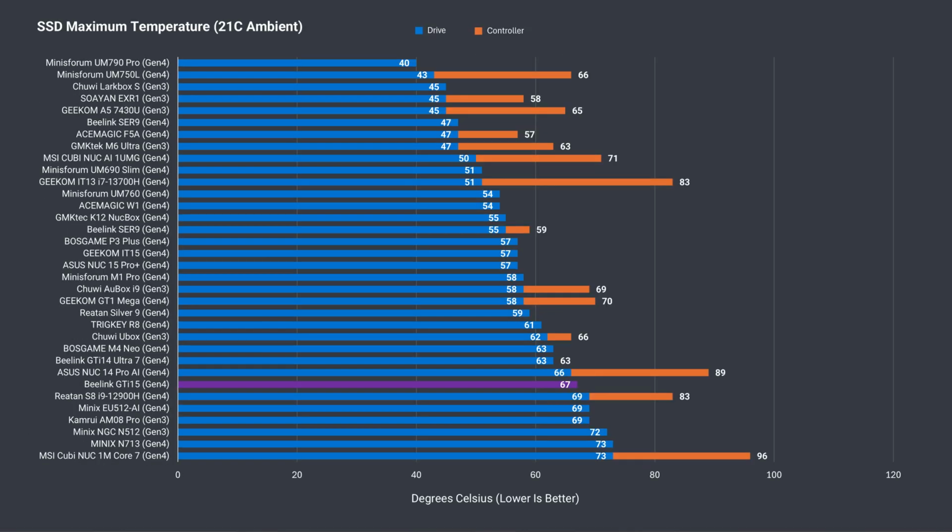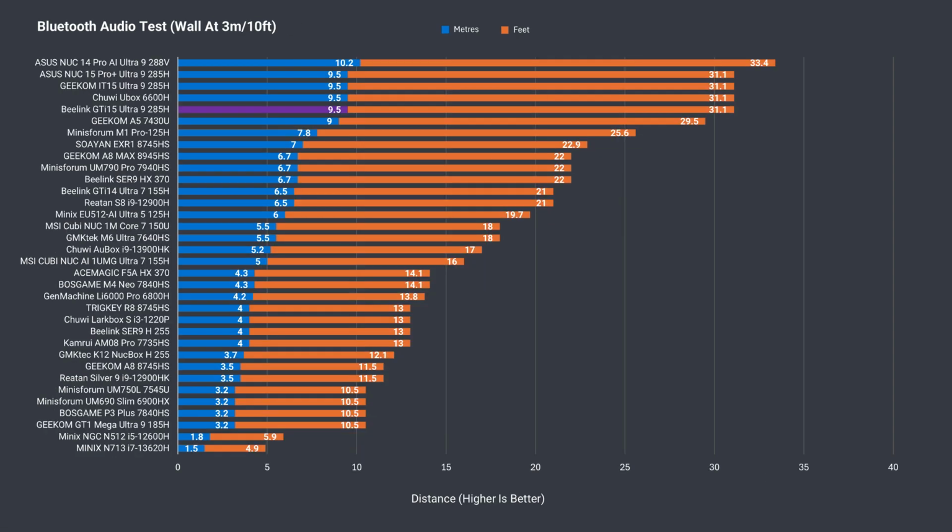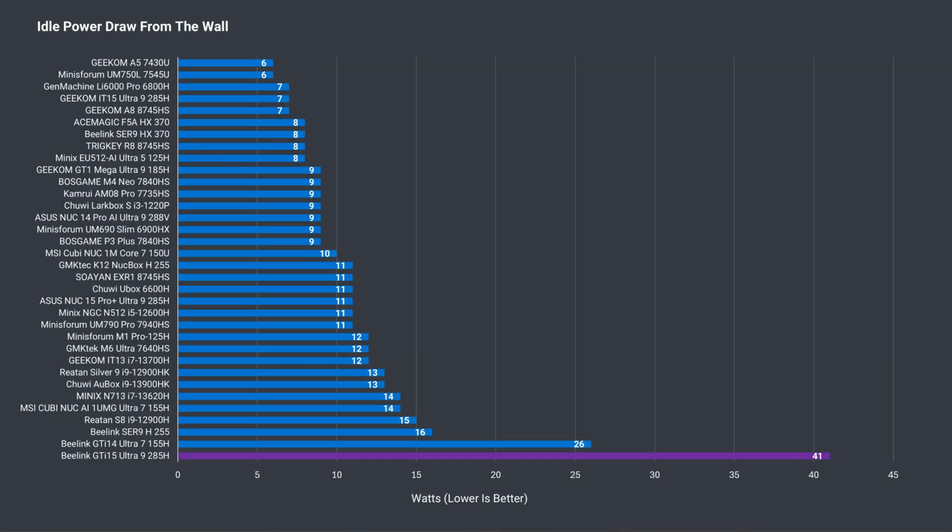The drive temp under load was higher than expected, but didn't thermal throttle during my testing. Bluetooth range is excellent, and there were no problems with Wi-Fi at 12 meters or 39 feet from the router using the 5G band. Idle power draw with the GTi 14 Ultra was bad, and a firmware update brought it down. It was still higher than everything else.